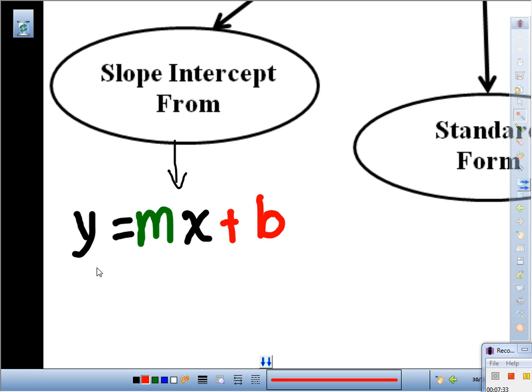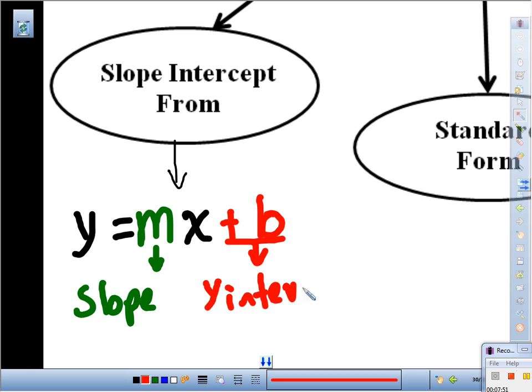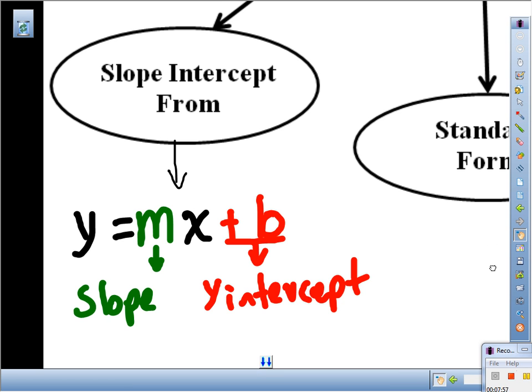Let's see who remembers y equals mx plus b. Is it coming back? Yes? All right. And of course, we know that the letter m stands for slope. And the letter plus b stands for the y-intercept. Write that down.